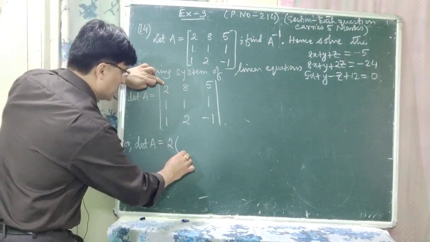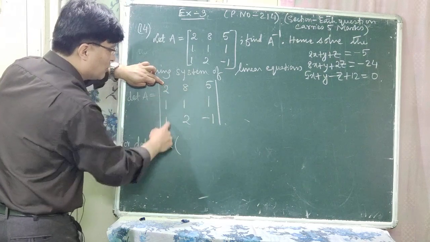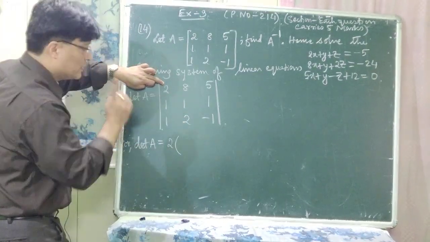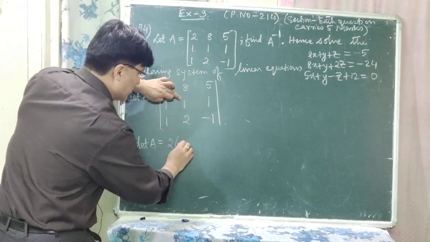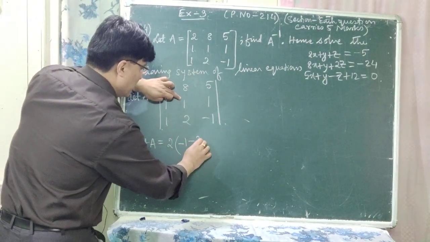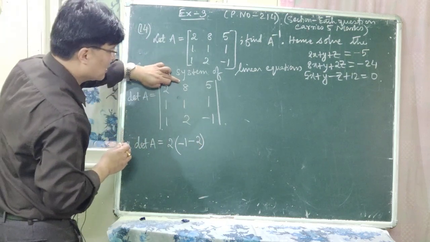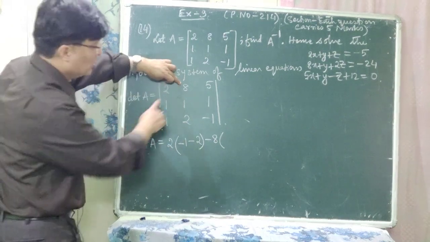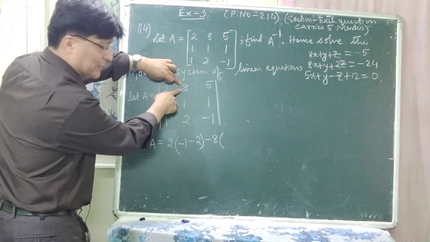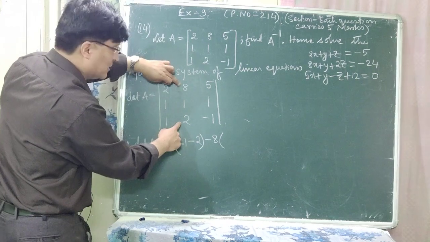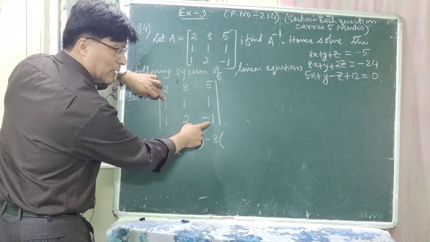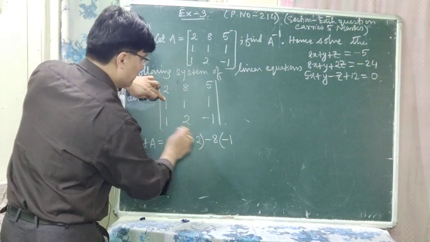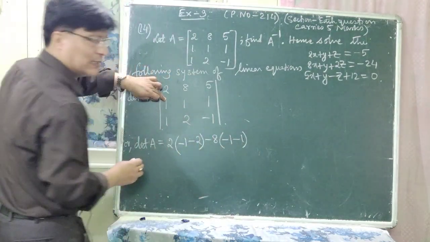So plus 2. Now you have to delete the row and the column through the element 2. So what remains? 1, 1, 2, minus 1. That means you have to cross multiply. 1 into minus 1 is minus 1, then minus 2. Then comes minus 8. Now if 8 is considered, you have to delete the row and the column through the element 8. That means first row and second column are deleted. What remains? 1, 1, 1, minus 1. So cross multiply. 1 into minus 1 is minus 1, then 1 ones are 1, that is minus 1. Right?